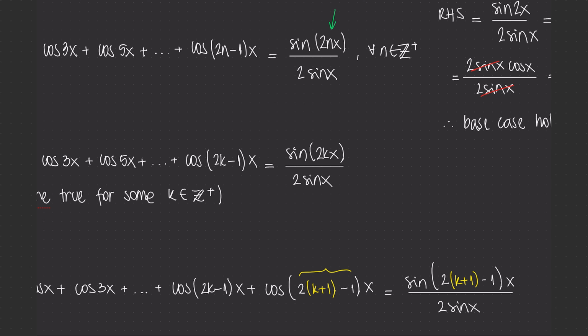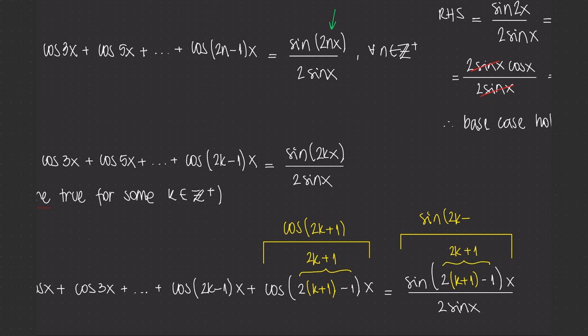Now, given that 2 times (k plus 1) minus 1 is the same as 2k plus 1, you can rewrite these as cosine of (2k plus 1)x and the numerator here as sine of (2k plus 1)x as well. By the way, (2k plus 1)x in both of them. And now is the time to make a substitution on the left hand side of P of k plus 1 by the right hand side of P of k and simplify as much as possible.